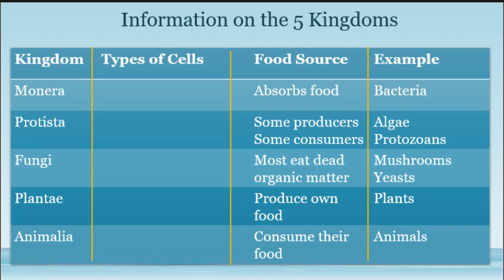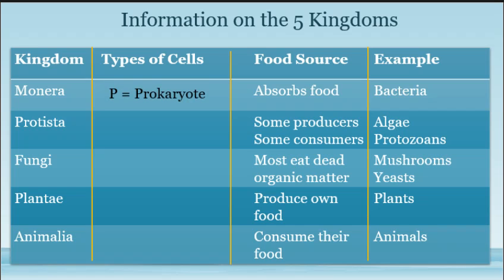So the Monera is the kingdom that includes bacteria, which should be written down for you. They absorb their food by just getting it through their outer membrane, and they are going to be prokaryotic cells. So I believe you can just write a P in there for prokaryotic cells.